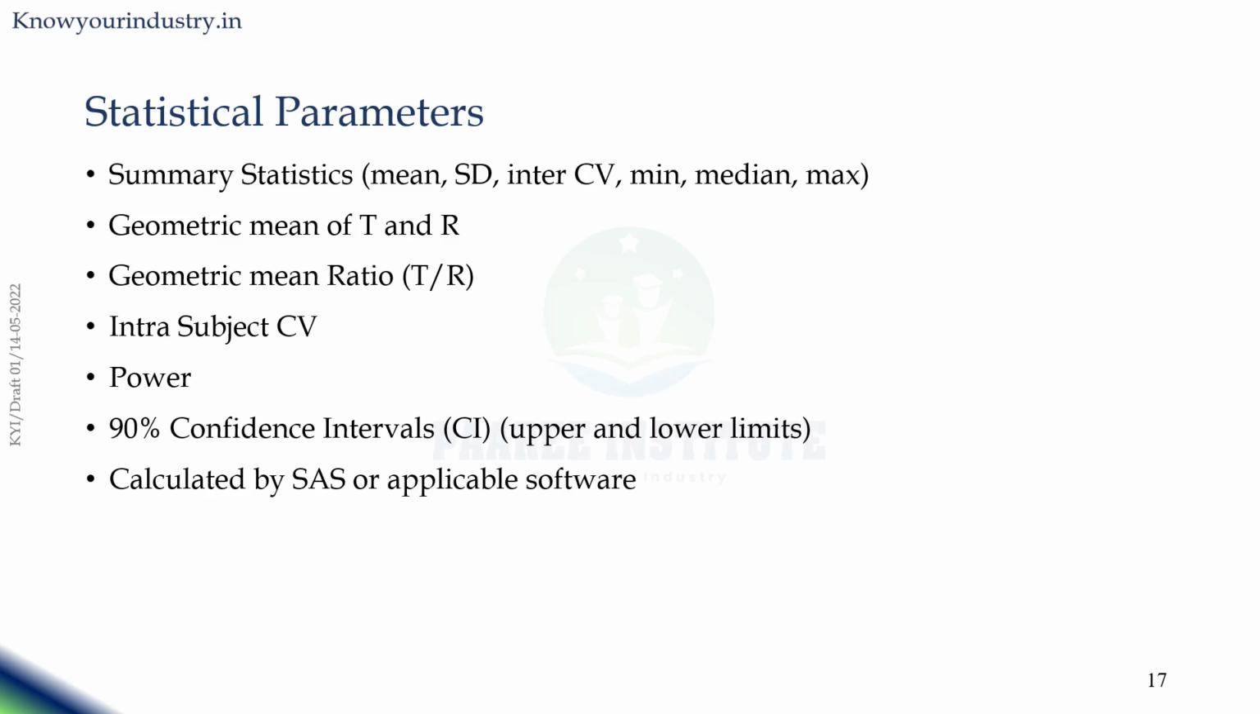Then the intra-subject CV has to be reported. Then the power of the study, whether the selected sample size is sufficient to conclude the bioequivalence, has to be denoted by the power. It has to be always more than 80% for the bioequivalence study. So that also has to be calculated and reported. And the 90% confidence interval is the important criterion for the conclusion of bioequivalence. So the 90% confidence interval for the Cmax and AUC will be calculated and reported. And the methodology adopted for the calculation of these parameters, whether it is software based or manual based, also needs to be mentioned in the protocol.